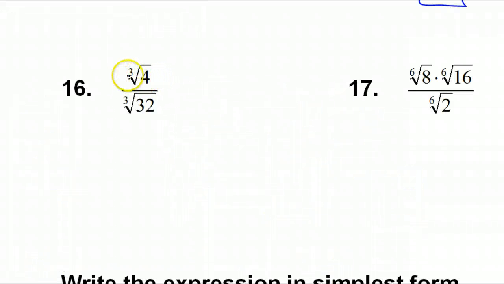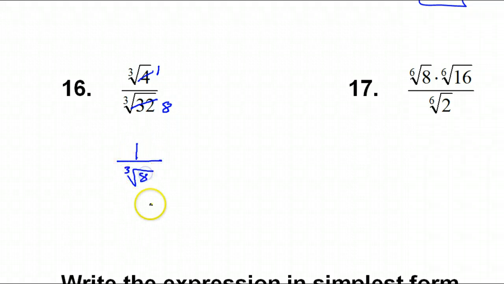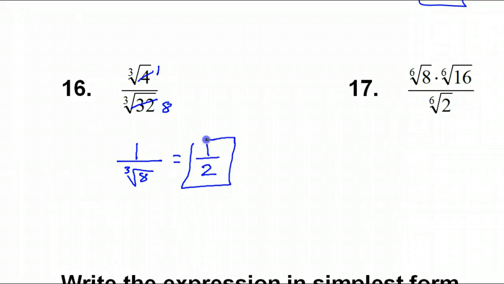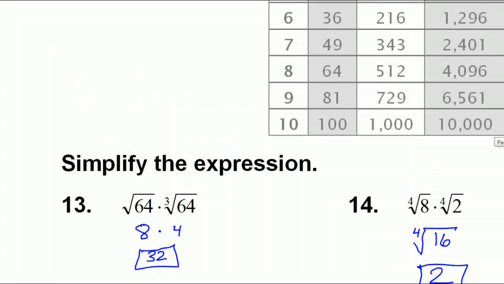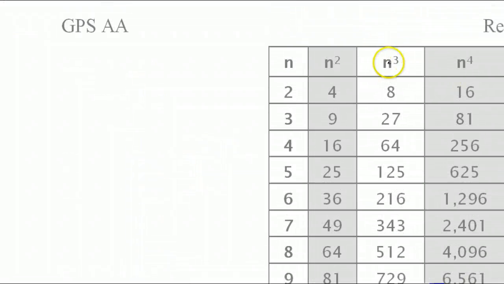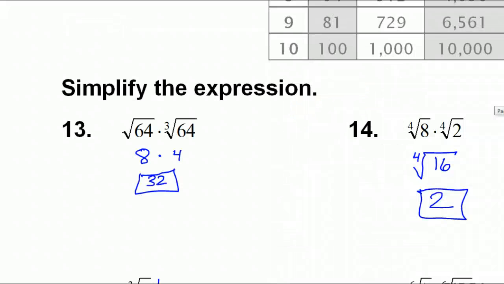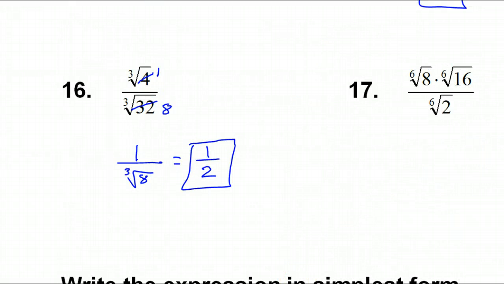All right, on number 16, these both have the same root. If they have the same root, you can do the division. 4 goes into itself once, and 4 goes into 32 8 times. So this is going to become 1 over the cube root of 8. And the cube root of 8 is 2. So this will just be 1 over 2. That'll be the final answer for number 16. Again, if you haven't memorized this yet, the cube root of 8 is 2. It's on the chart. All right, now number 17.